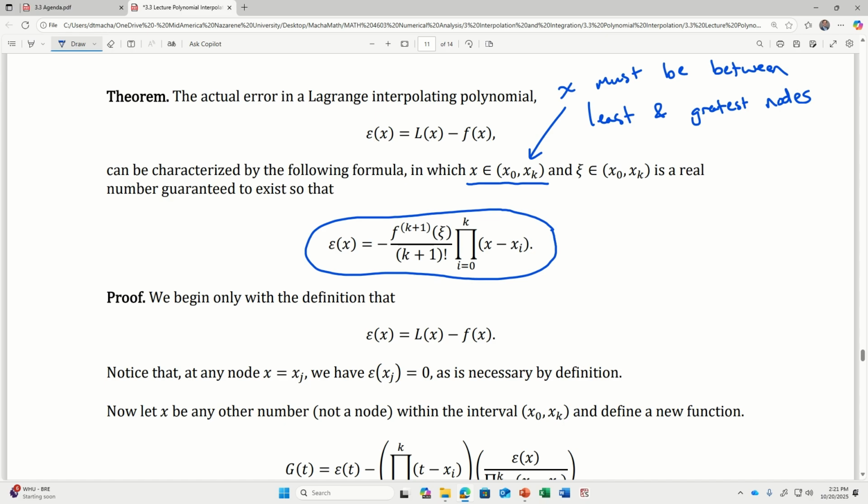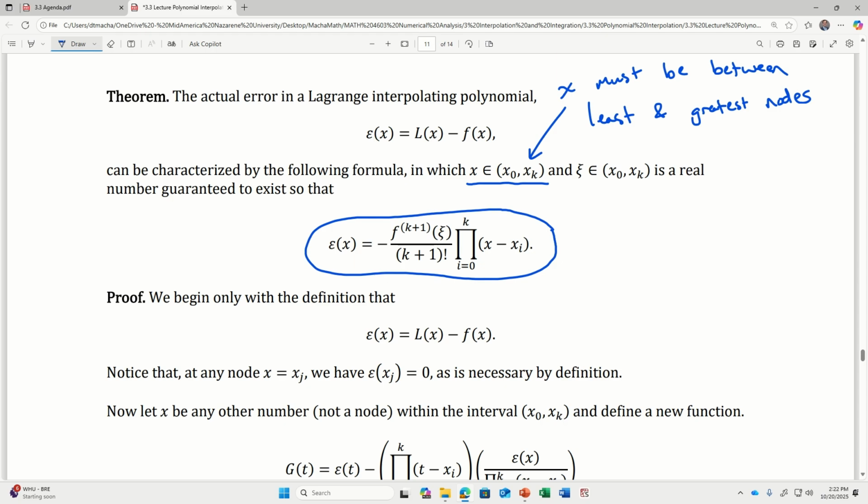And the Greek lowercase c also is guaranteed by this theorem to be a real number in between the nodes somewhere that is guaranteed to exist. We don't know exactly what it is. It's kind of like the xi that shows up in Taylor's theorem or anywhere else. But we know that it exists. Don't know what it is, but we at least can tell ourselves, yes, this exists, and we can sleep at night.